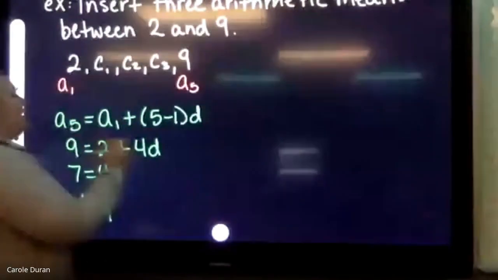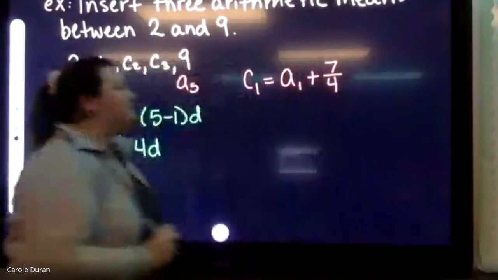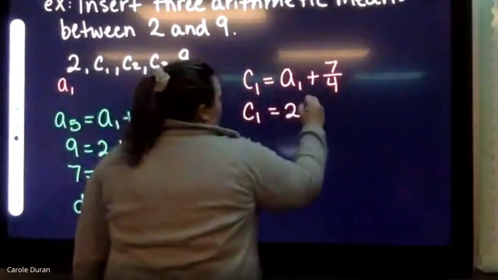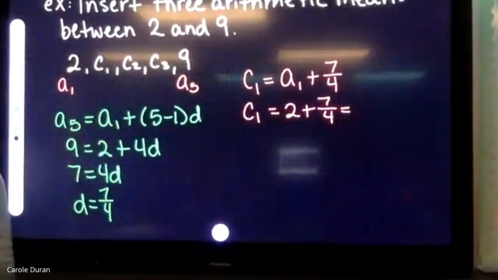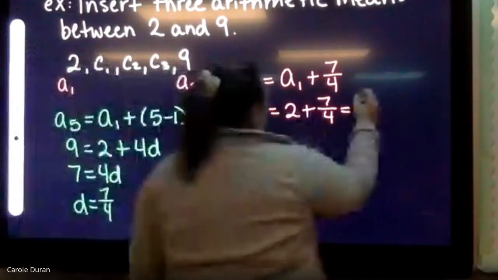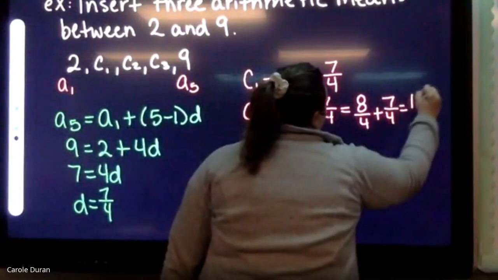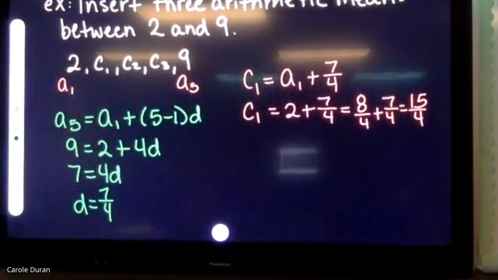So to formally write that out, C1 equals my first term plus that common difference. I know that the first term was 2. Of course, I can't add a whole number and a fraction together, so I need to re-represent 2 as a fraction with a denominator of 4. So what fraction is 2 equal to with a denominator of 4? 8 over 4. We just multiply the top and bottom by 4 over 4, and I get 8 over 4 plus 7 over 4 equals 15 over 4, and that is the first arithmetic mean that I'm inputting here.